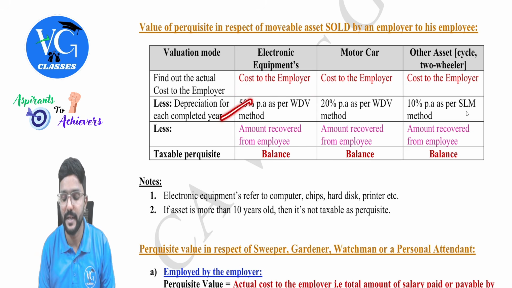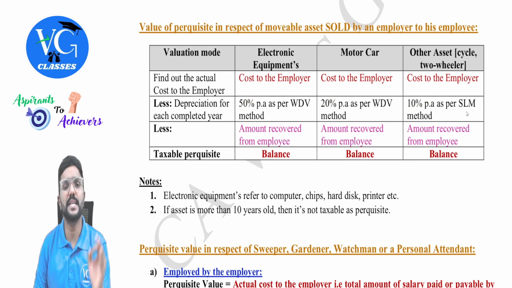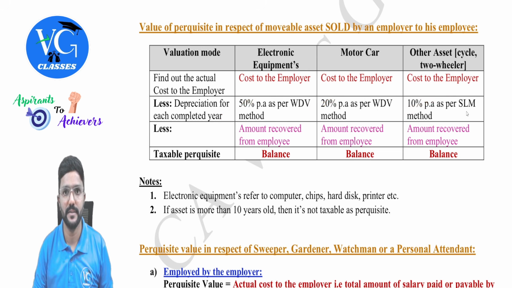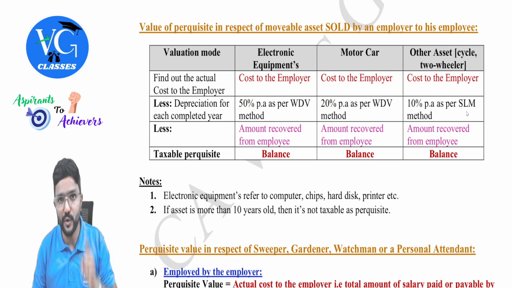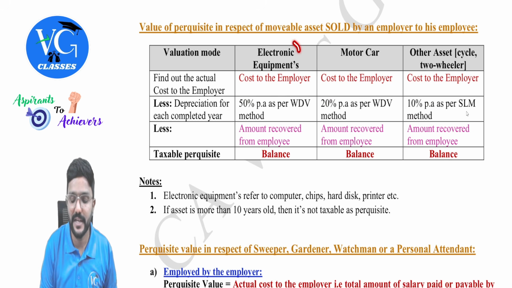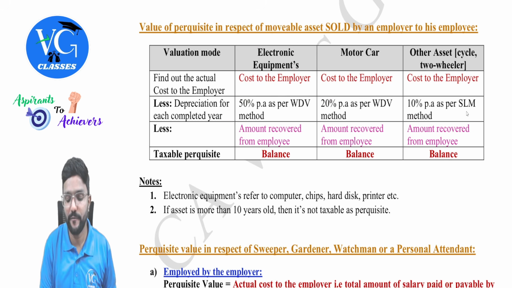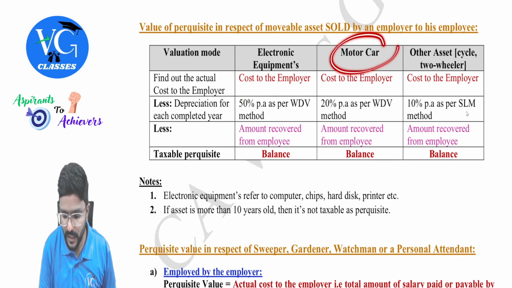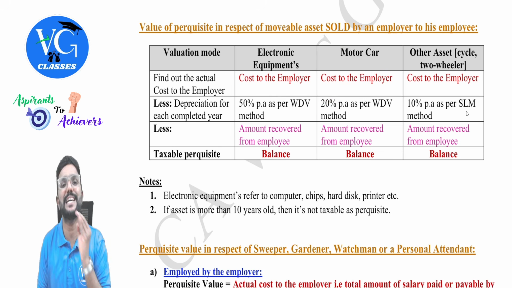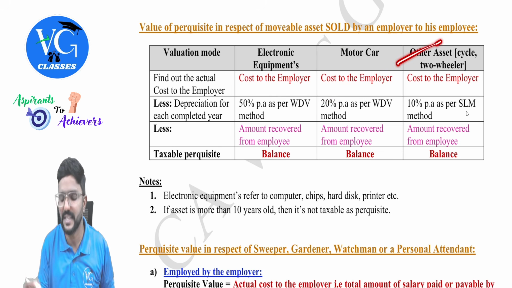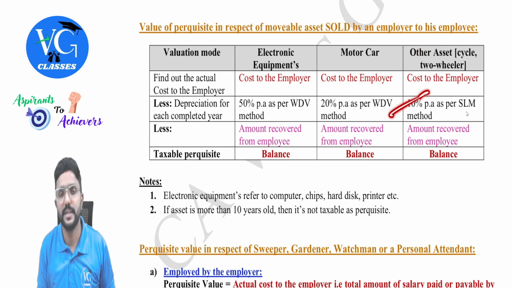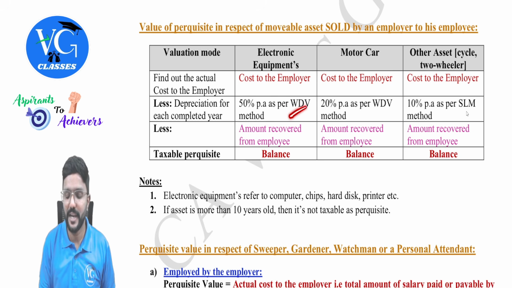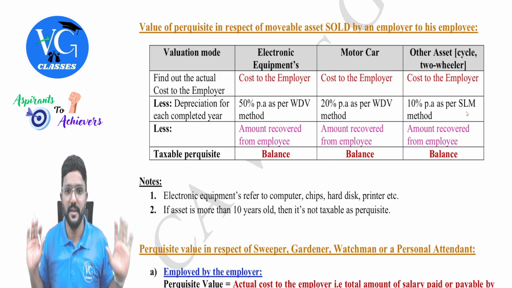Then from that reduce the depreciation for each completed year of usage by the employer before selling it. For each completed year of usage by the employer, if it is an electronic equipment, reduce 50% depreciation per annum under the WDV method. If it is a motor car, reduce depreciation at 20% as per the WDV method. And if it is other assets like cycle, two-wheeler and all, then reduce depreciation at 10% as per the SLM method. So please be careful, the rate and method is different here.